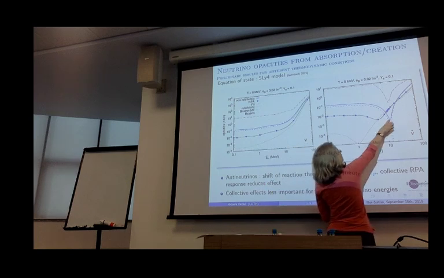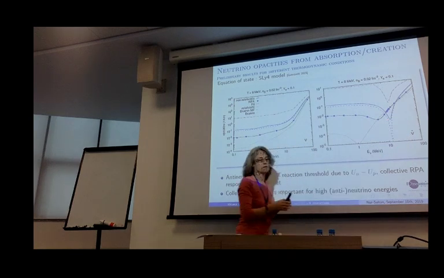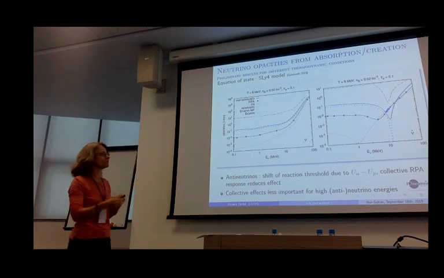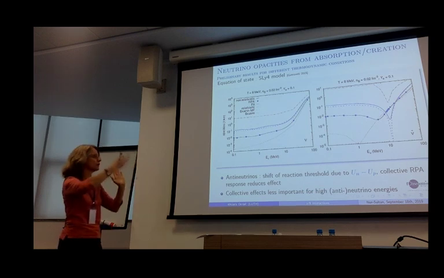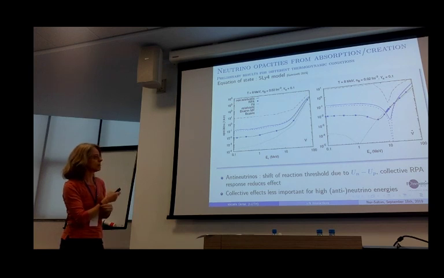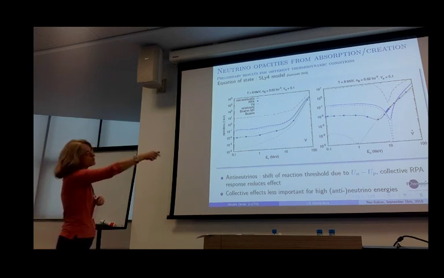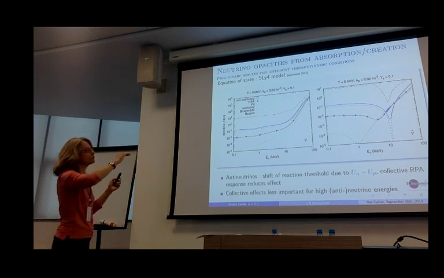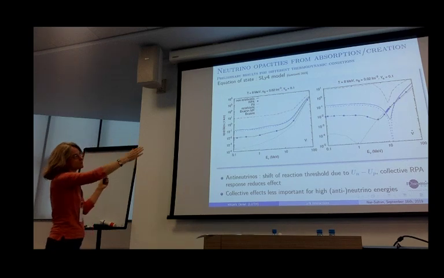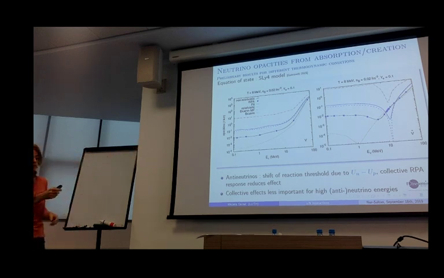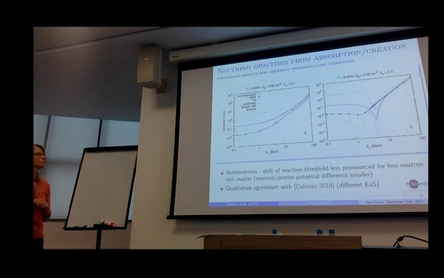And the same is confirmed: if you have just the phase space, of course you have no shift in the energy of this threshold. But if you include the RPA correlations, then you have a slight reduction of this shift of the reaction threshold. For the antineutrinos, you cannot define any global factor between the RPA results and the mean field results, because it depends very much on energy, and in particular you have this shift in the energy of the reaction threshold. So what I said before is confirmed.